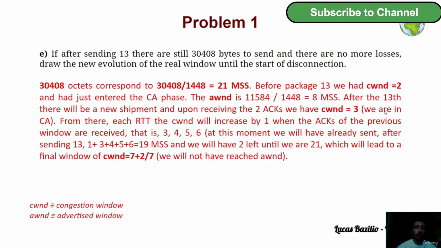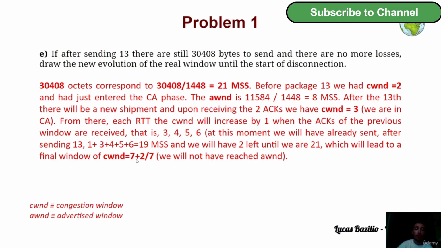And so after the 13th packet there will be a new shipment, and upon receiving the 2 acknowledgements we will have a congestion window equal to 3, and from there each round trip time the congestion window will increase by 1, when the acknowledgements of the previous window are received, that is 3, 4, 5, 6. So after sending 13, we will eventually have sent 1 plus 3 plus 4 plus 5 plus 6, which gives us 19 maximum segment sizes. And so we will have 2 left until we reach 21.